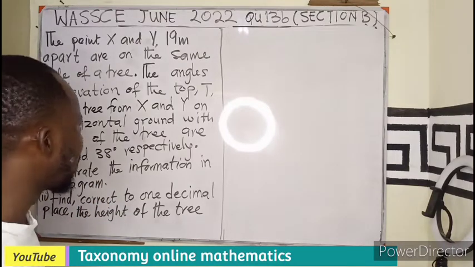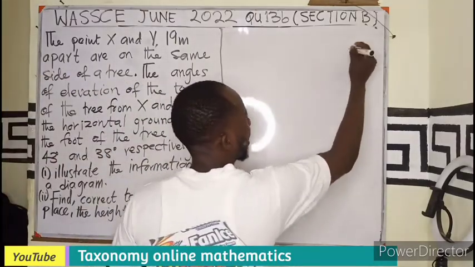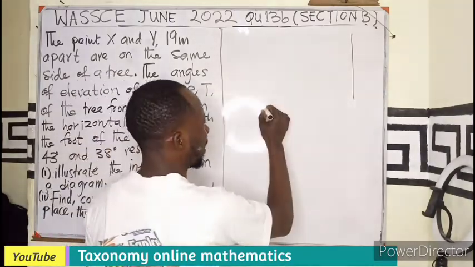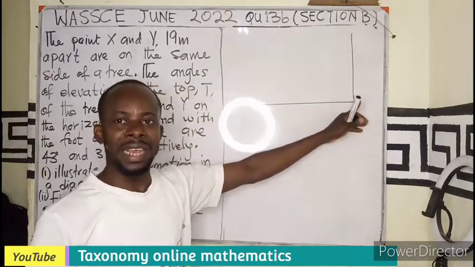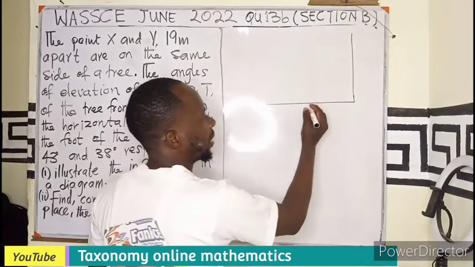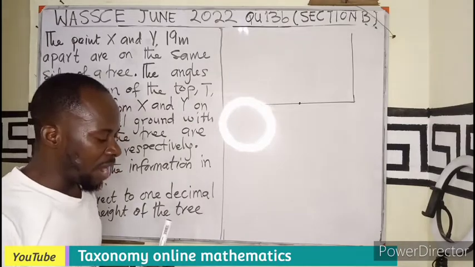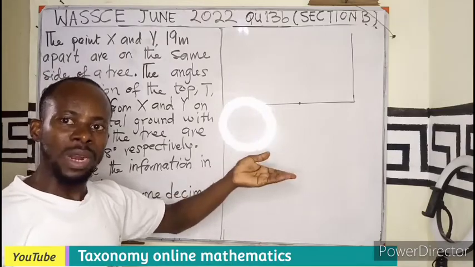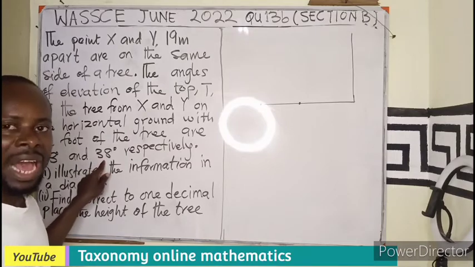To illustrate this, we must start from the tree. Let's say we have our tree diagram, which is also going to be on the ground. They are saying that the points X and Y are on the same side, meaning they are all going to be here. Let's say one point is here, and another point here. Now, for us to know which point will be X or Y, X has an angle of 43 and Y has an angle of 38.